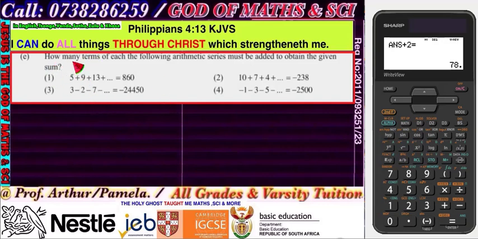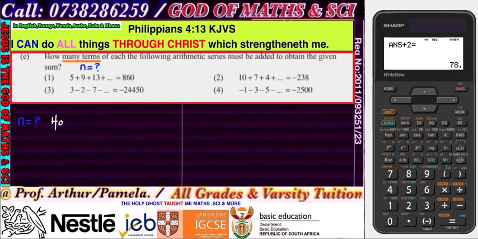Alphabet E, it says, how many terms? This is what I wanted you to understand here. When they say how many terms, because of the word terms, it sounds like T, terms. You're thinking they want you to find the T subscript n. No, they want you to find the n.